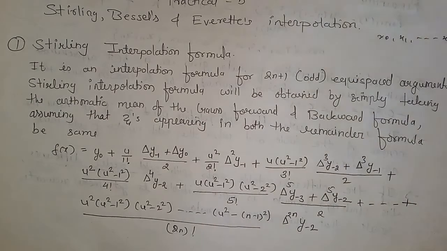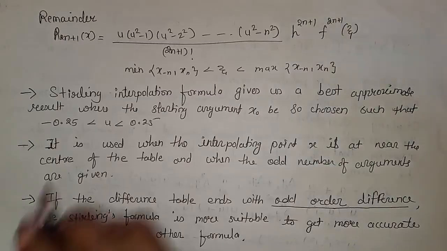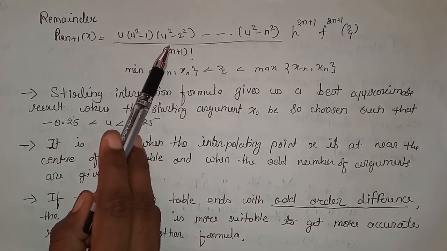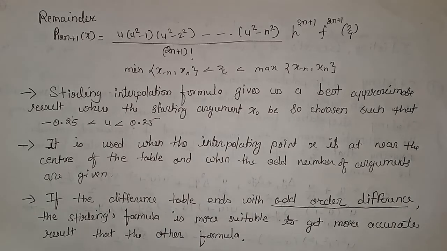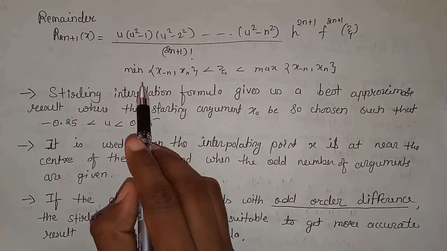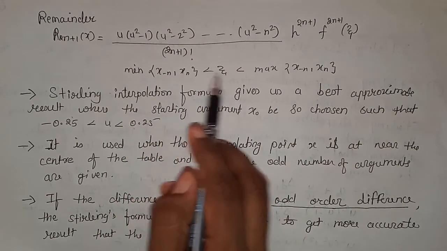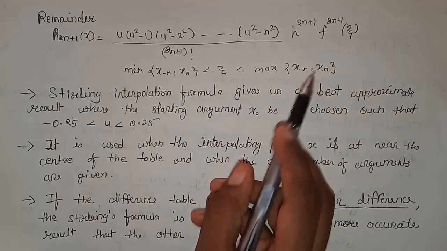With remainder R 2n plus 1 of x equal to u into (u square minus 1 square) into (u square minus 2 square) up to (u square minus n square) upon 2n plus 1 factorial, into h to the power 2n plus 1 times f to the power 2n plus 1 of xi, where xi lies between the minimum of x minus n and xn, and the maximum of x minus n and xn.